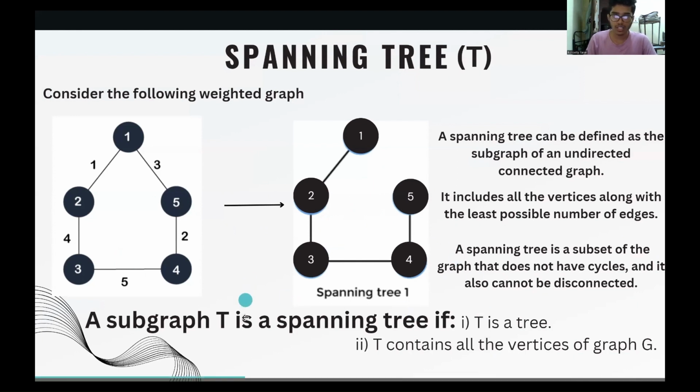There are two rules that should be followed by a spanning tree. That is, T is a tree. It should be a tree, and T contains all the vertices of a graph G. It should contain all the vertices of the graph. Here we have vertices 1, 2, 3, 4, 5 and it should also contain the 5 vertices. As we can see here, it contains all the 5 vertices without skipping anyone.